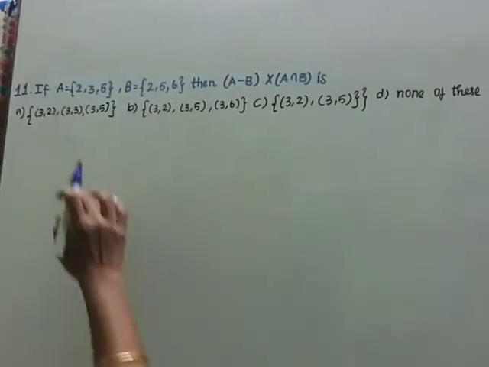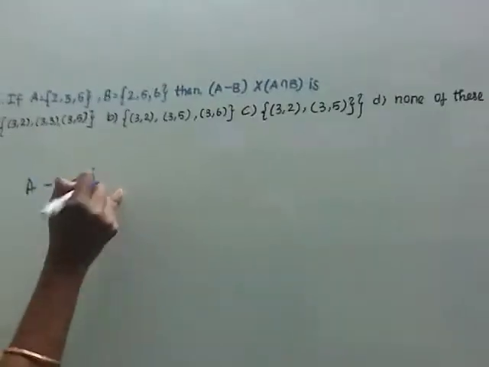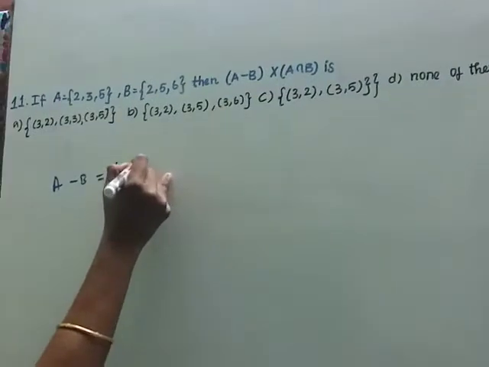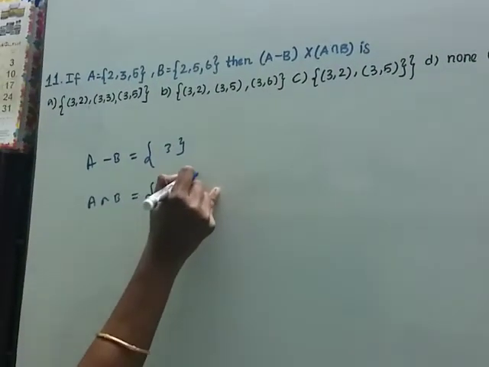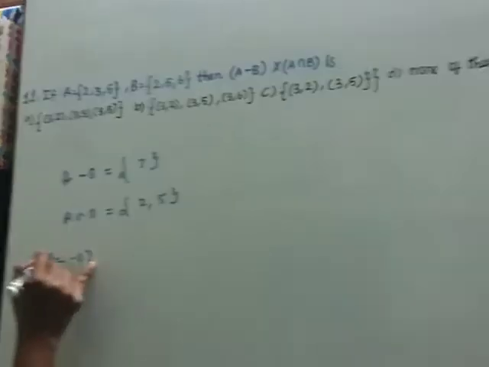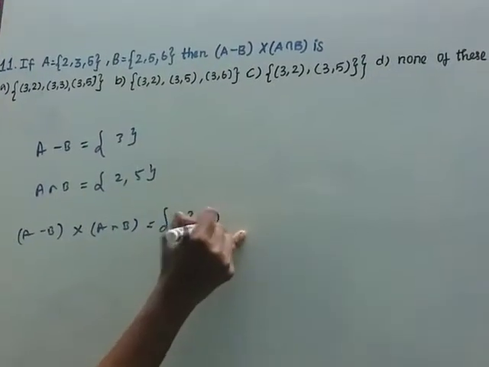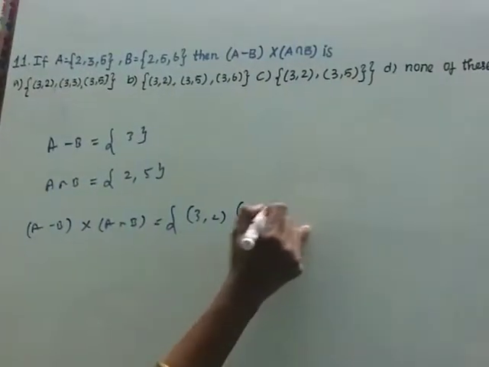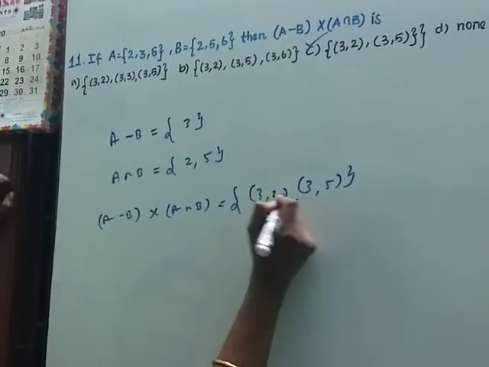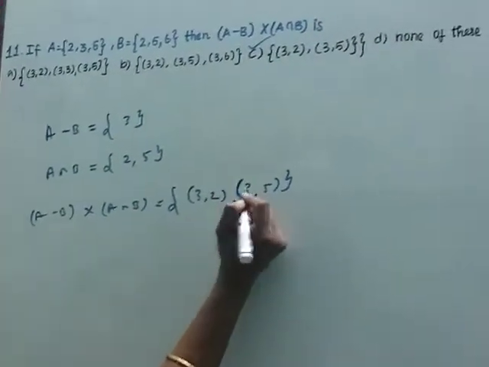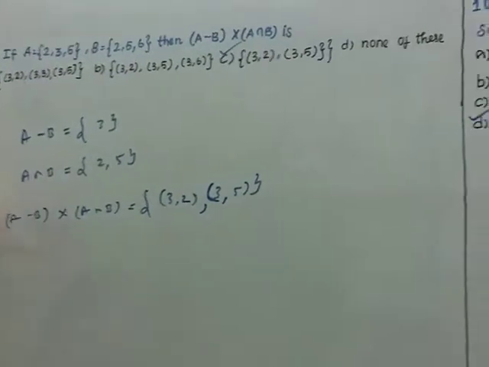Next, A is equal to {3, 5}, B is equal to {5, 6}. Now A minus B is equal to, we are having only {3}. A intersection B is equal to {5}. So A minus B cross A intersection B, that is the Cartesian product, {3, 5}. So what will be that answer? C choice. That's all. Very simple sum only. So you are just finding what is A minus B and what is A intersection B, and putting the Cartesian product cross. Okay.